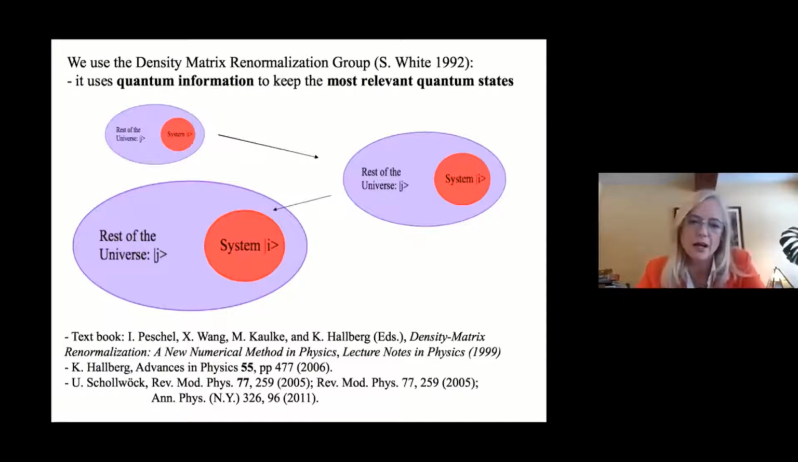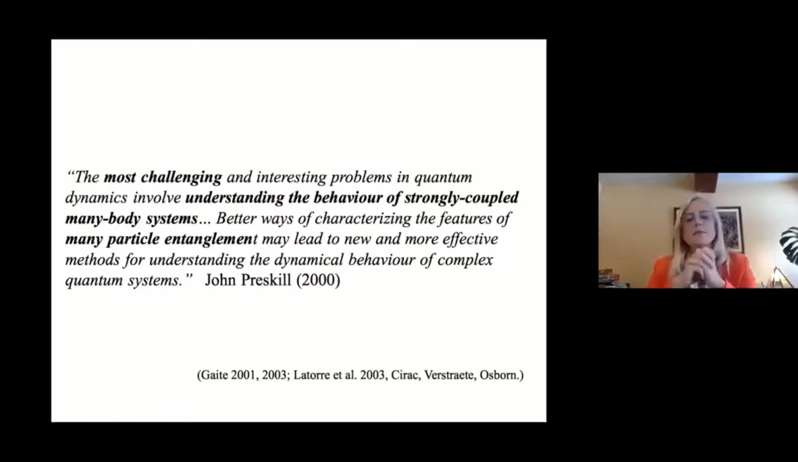So as we enlarge the system size, we only keep the states with more information. The importance of quantum information concepts for many body systems was emphasized by John Preskill 20 years ago, saying that the most challenging and interesting problems in quantum dynamics involve the understanding of the behavior of strongly coupled many body systems. So better ways of characterizing the features of many particle entanglement may lead to new and more effective methods for understanding the dynamical behavior of complex quantum systems.